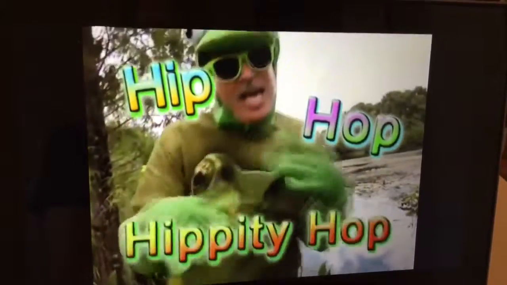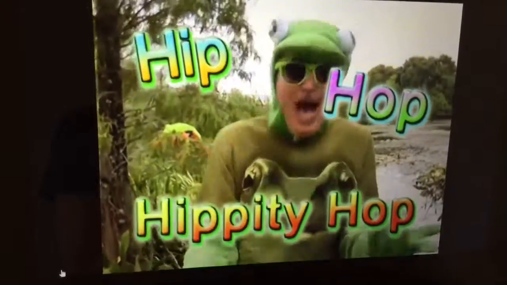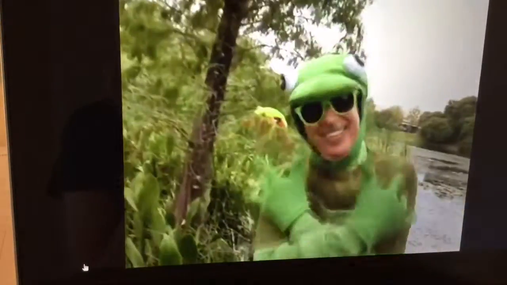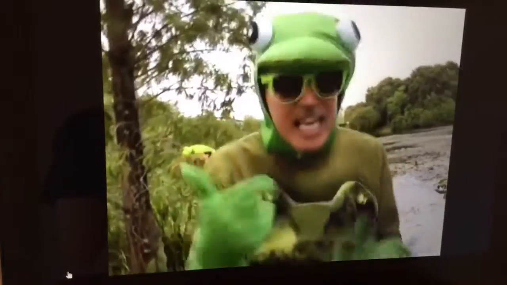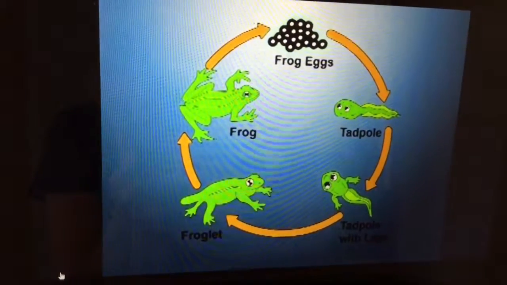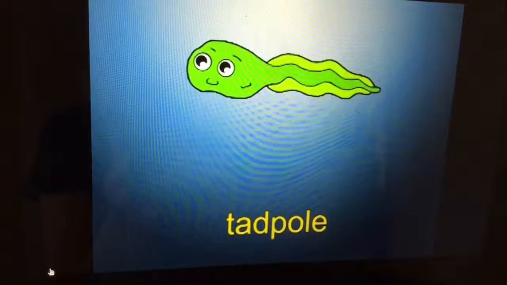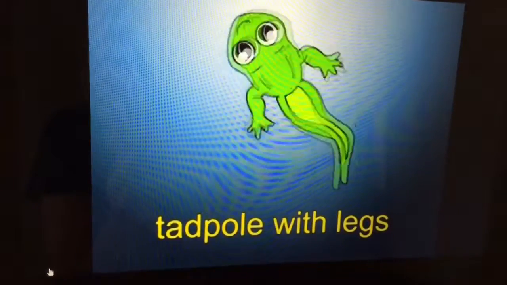Hip, hop, hippity hop. That's what frogs do a lot. Hip, hop, hippity hop. That's the way they go. And this is how they grow. It's all about survival. It's called the frog's life cycle. Frog, egg, tadpole. Tadpole with legs, swish, swish.